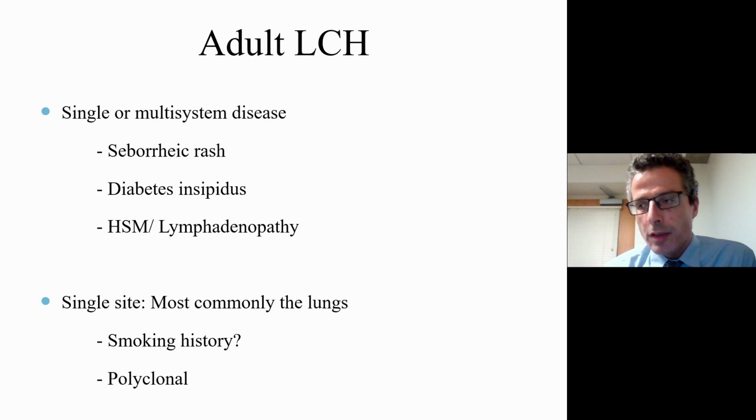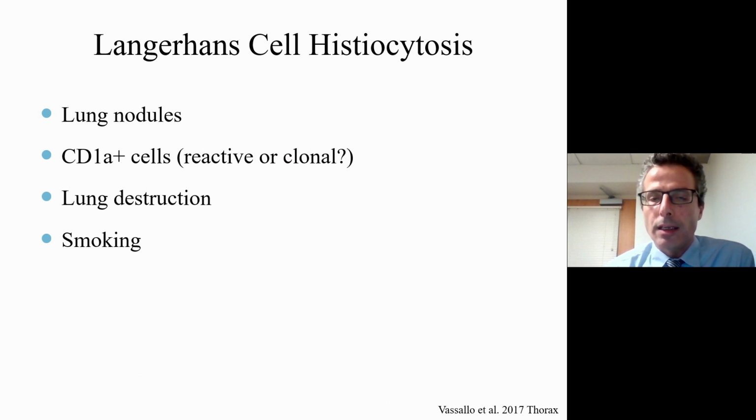So if you have a patient who's a smoker with cystic lung disease and has diabetes insipidus, obviously LCH has to come all the way up to the top of the differential diagnosis. Now, when it's a single site involvement, it's most commonly the lungs that are involved, and almost invariably there's a smoking history. Now, whether the disease is polyclonal or monoclonal, meaning whether the mutation is the same across all the organs that are affected by the disease, or it's a single mutation that's basically spread to the other organs, is not entirely clear.